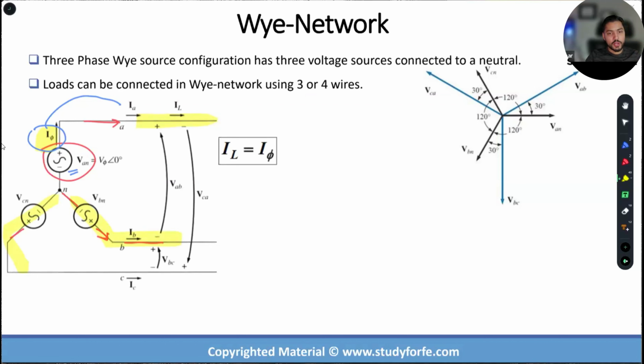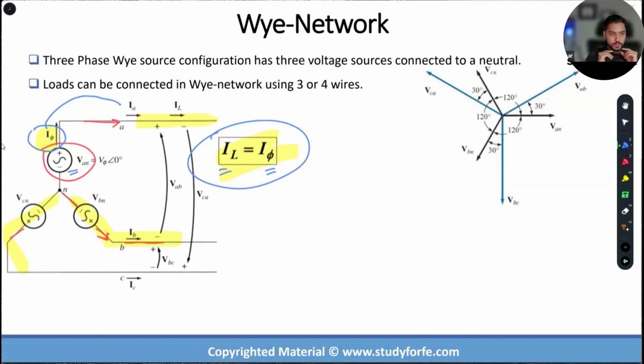And this is one of the very important observations and features of a Y network, that the phase current of a Y network is equal to the line current of a Y network. Okay. Actually, this particular observation is the basis of square root 3 and 30 degrees.